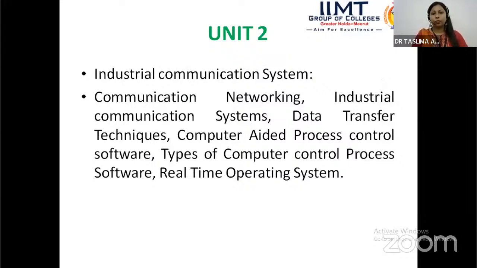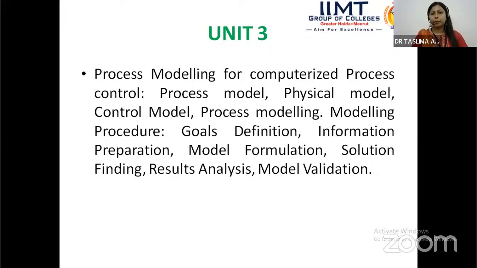Then unit 2 covers the most important part: industrial communication system, communication networking, data transfer techniques, then different types of software, application software, and system support software. Those are the different parts of unit 2. Then real-time operating system. Then unit 3 mainly comprises process modeling for computerized process control.